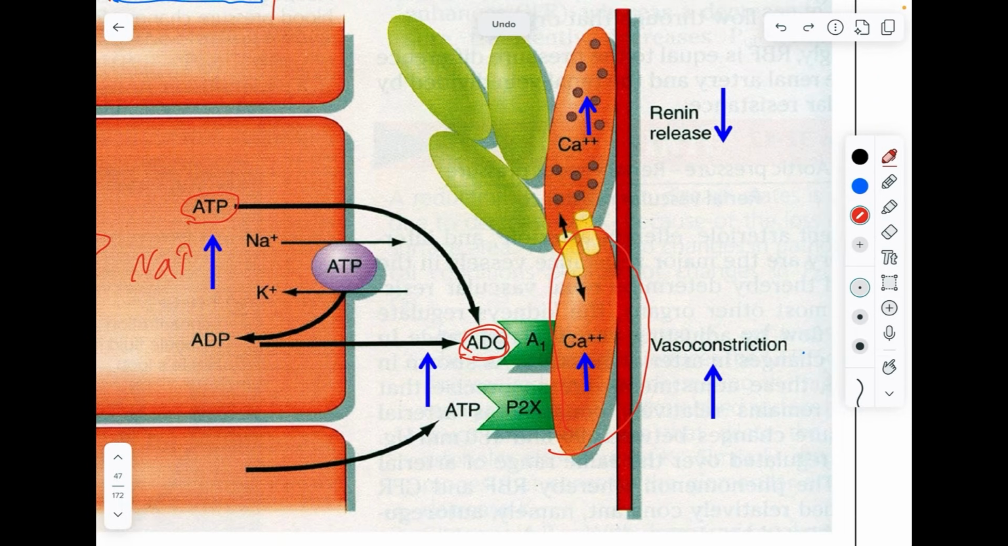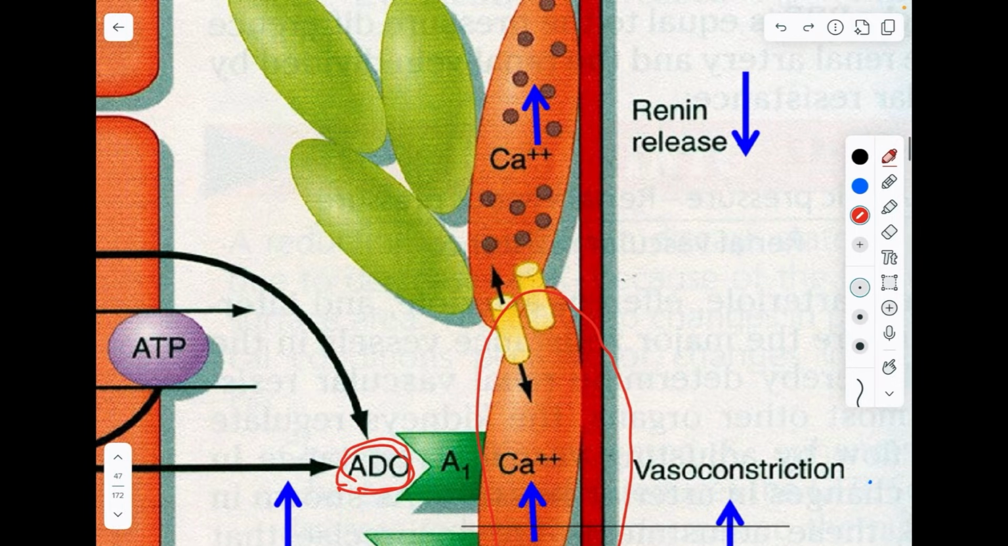And it causes the calcium gates in the smooth muscle cells to let calcium in, which leads to what? Vasoconstriction. You see? This is the tubular glomerular feedback. What other thing happens is this.